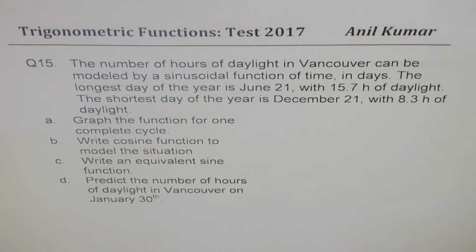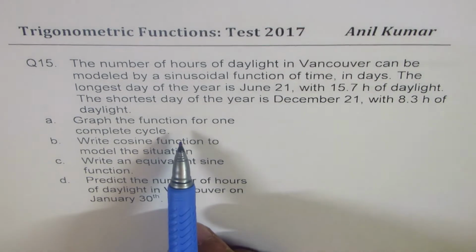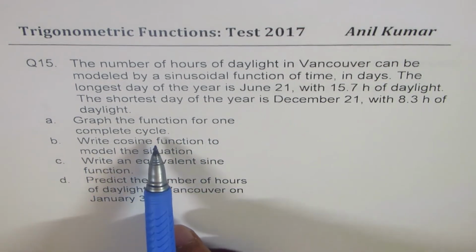The question here is, the number of hours of daylight in Vancouver can be modeled by a sinusoidal function of time in days. The longest day of the year is June 21 with 15.7 hours of daylight. The shortest day of the year is December 21 with 8.3 hours of daylight. Graph the function for one complete cycle.